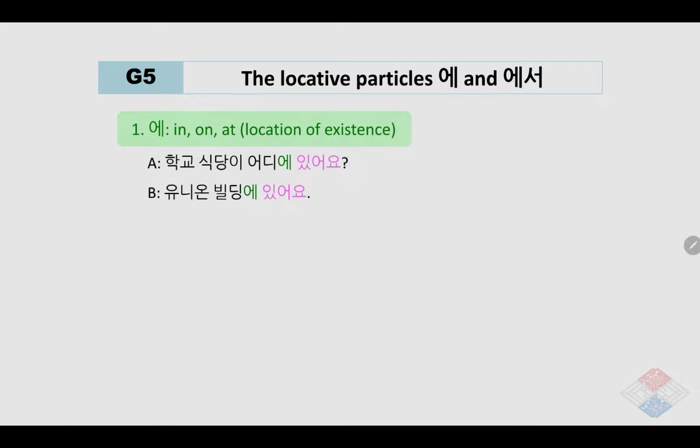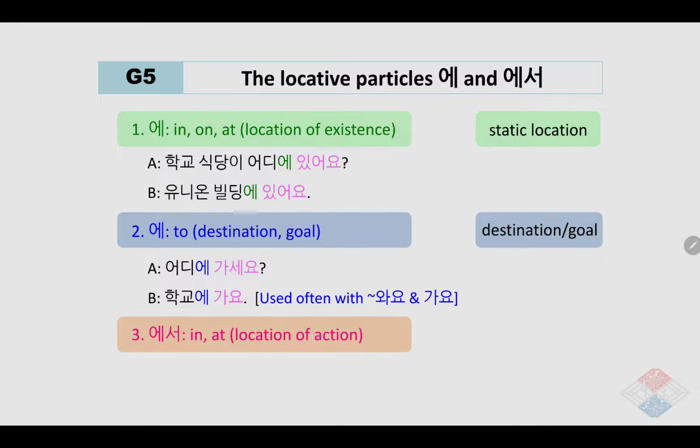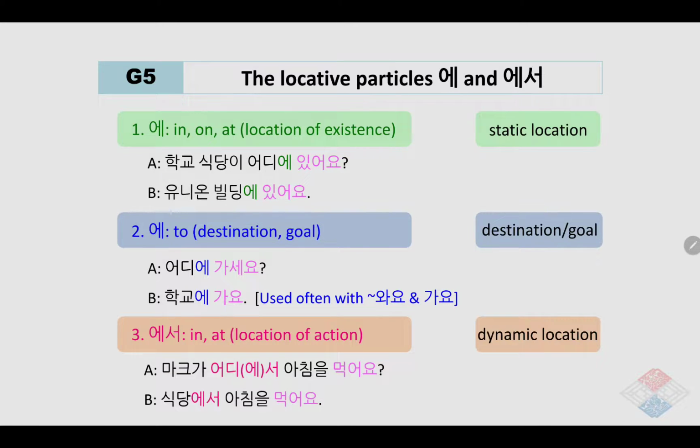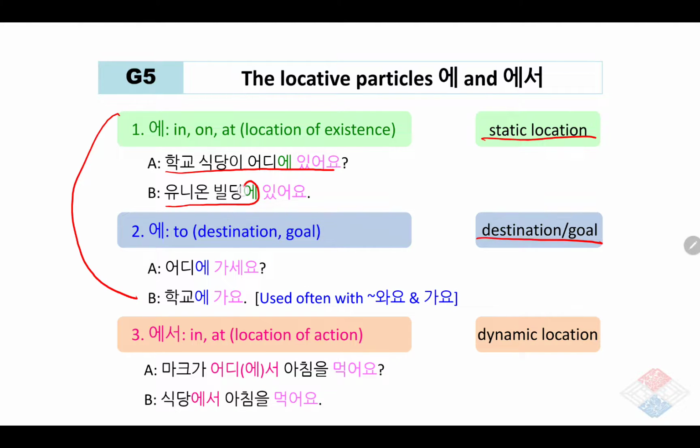Okay, now we kind of got through the definition of them, right? And let's look at some differences. Okay, so 에 can be used for static location and destination or goals. So let's look at some examples. 학교 식당이 어디에 있어요? Where's the school cafeteria? 유니온 빌딩에 있어요. Notice that we just use 있어요, which is just static.